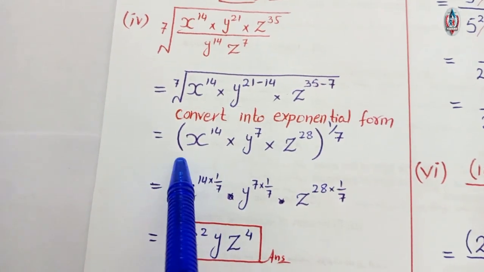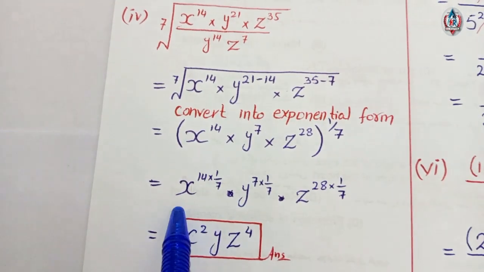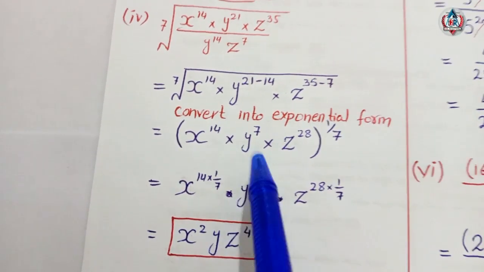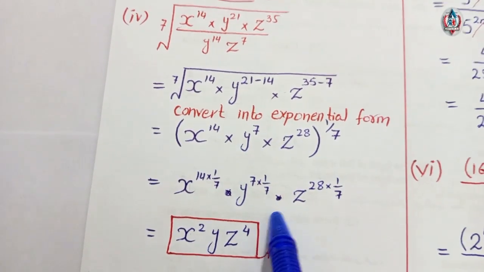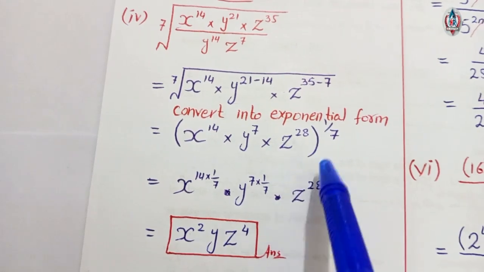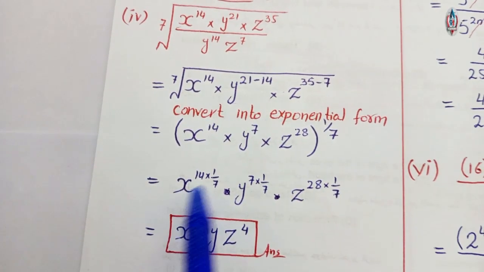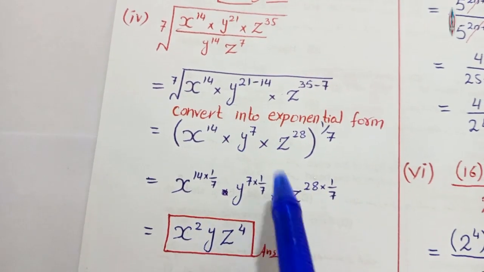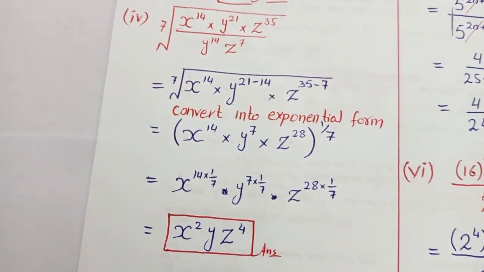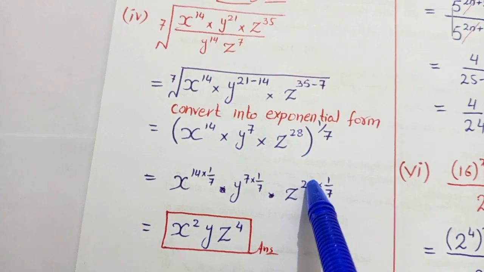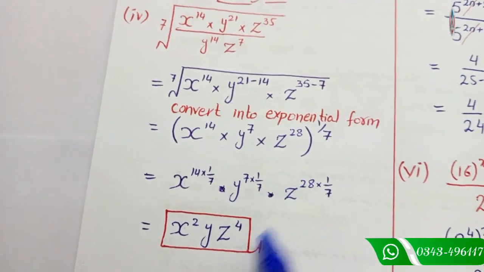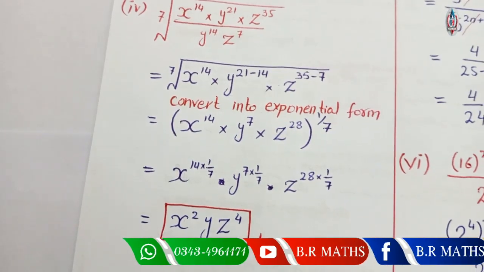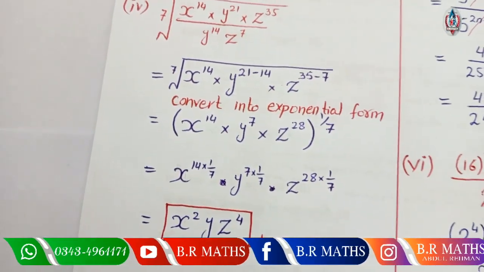So multiply 1 over 7 to each number in brackets. So x raised to power 14 multiply 1 by 7, y raised to power 7 multiply 1 by 7, and z raised to power 28 multiply 1 by 7. So 7 cancels with 14, so the result is x square. 7 cancels with 7, so the result is y, and 7 cancels with 28, result 4, so z raised to power 4. So this is the final result, x square y and z4.